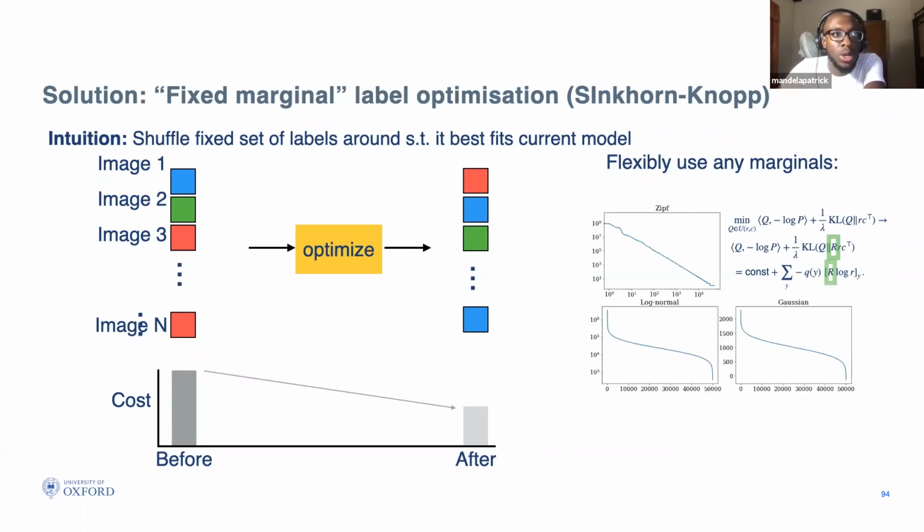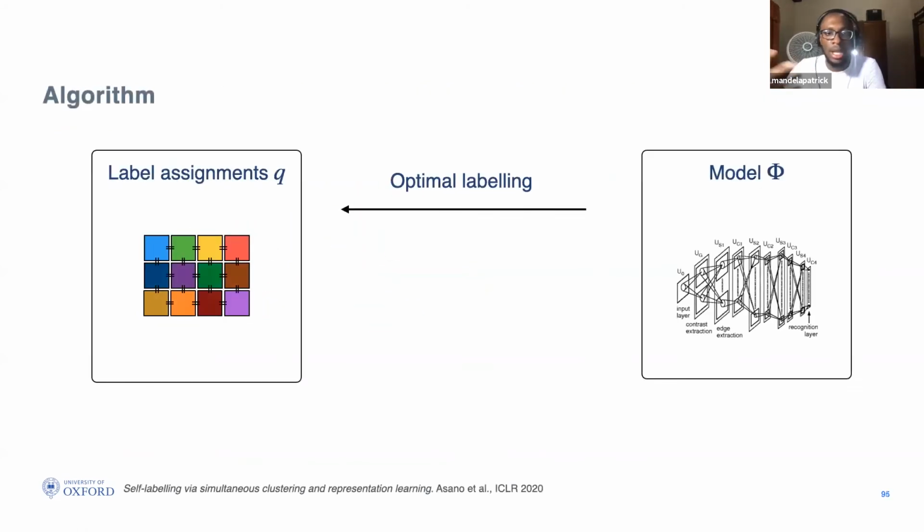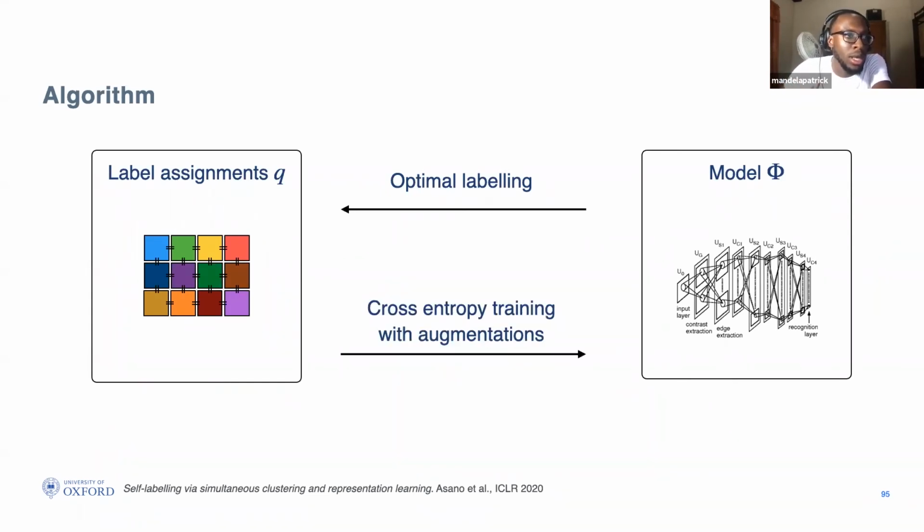In subsequent works, we looked at changing this equipartitioning constraint to other distributions like Gaussian and the Zipf distribution. What that looks like in terms of training is a combination of normal cross entropy training, where given our current set of labels we do cross entropy training, and then we optimize the labels, and we alternate between these two steps, between labeling the data set and training the model.